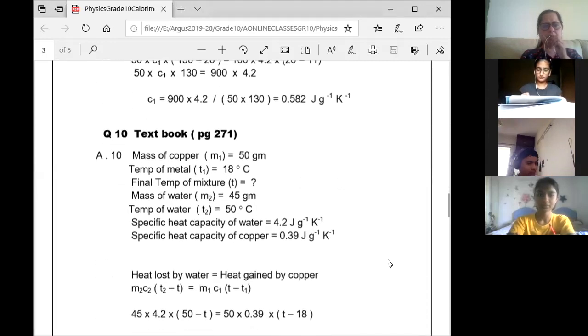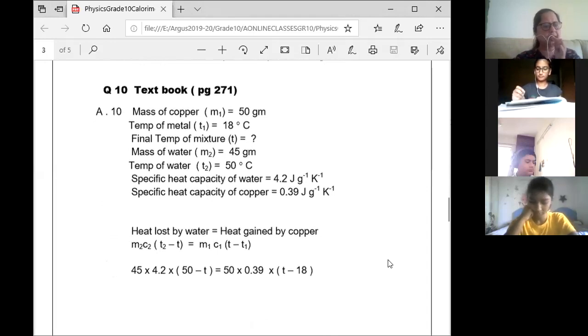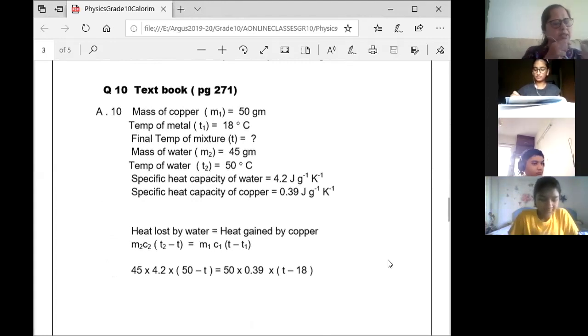Now we come to the 10th one. This also I had discussed. Over here, what did we have to find? We had to find the final temperature of the mixture. So again, I will go through it, because I know that time you were confused. Now, what is the question?